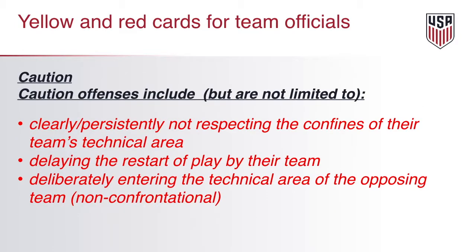Yellow and red cards for team officials. Caution. Caution offenses include, but are not limited to, clearly, persistently not respecting the confines of their team's technical area, delaying the restart of play by their team, deliberately entering the technical area of the opposing team, non-confrontational.